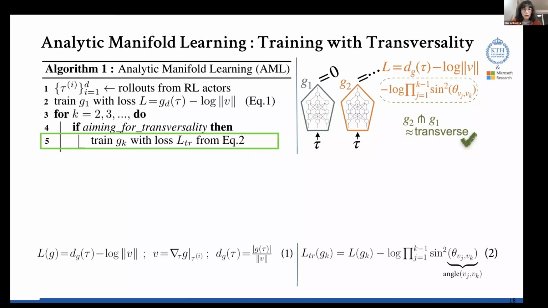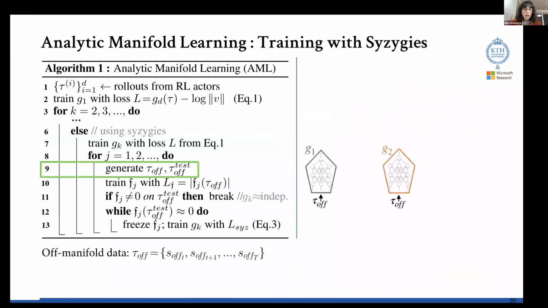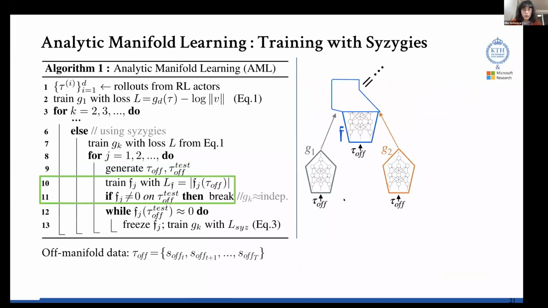If we just want to find the relations that are transverse, then we're done. If we want to find the relations that are independent in this more flexible way, with these restricted syzygies, then what we do is we feed off-manifold data. You can think of it as slightly thickened data or random data. We feed off-manifold data to all the relations.